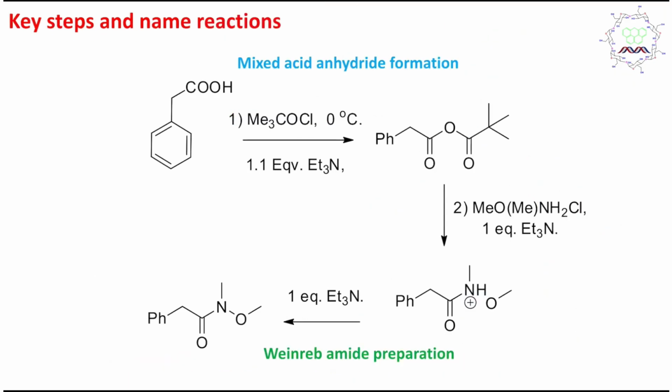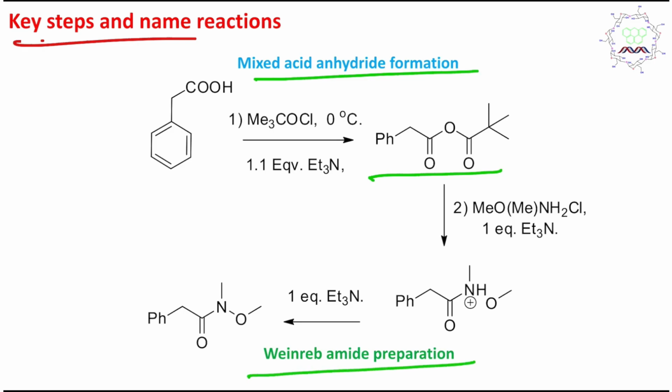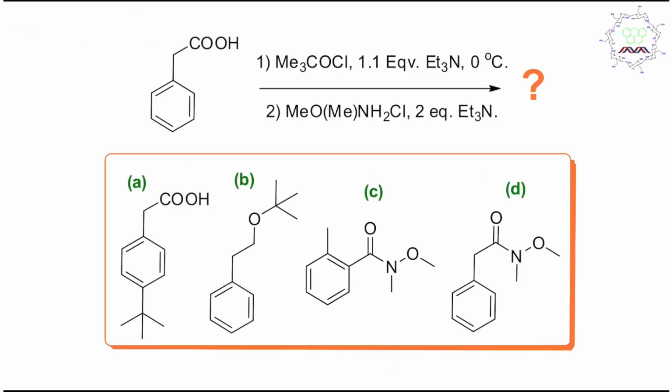So in short, what you have learned today is that the key steps are, first, mixed anhydride formation here, and the second step is Weinreb amide preparation. Now, so what is the answer? The answer is obviously option D. Okay, now if this question appears on your exam, how can you solve it in less than 30 seconds?